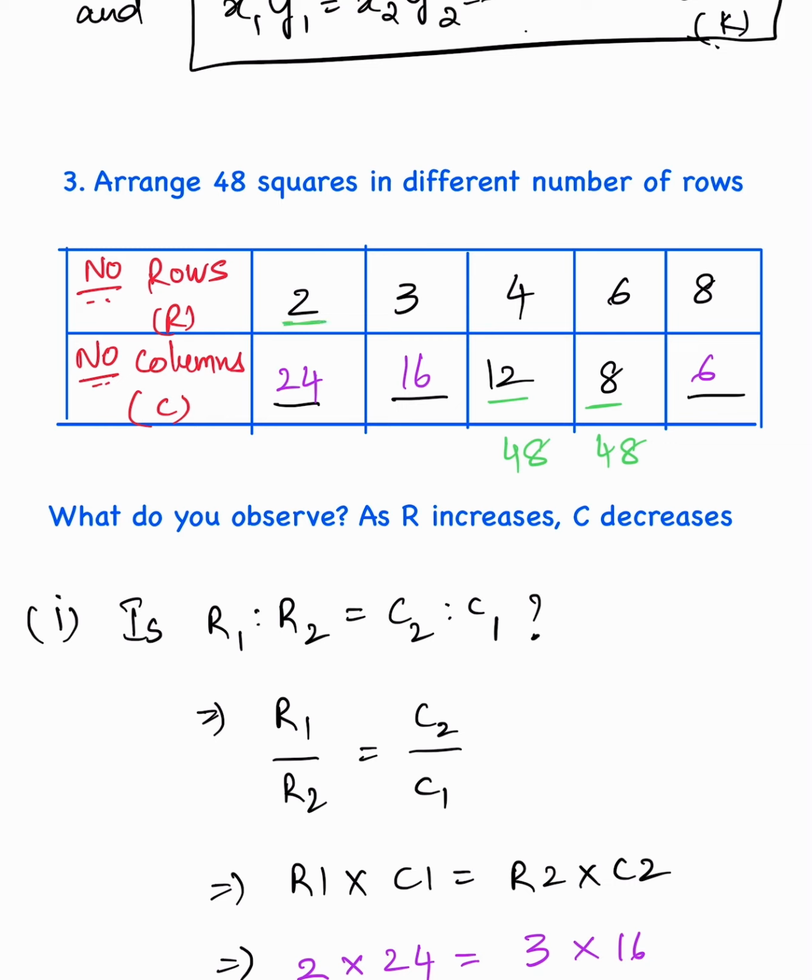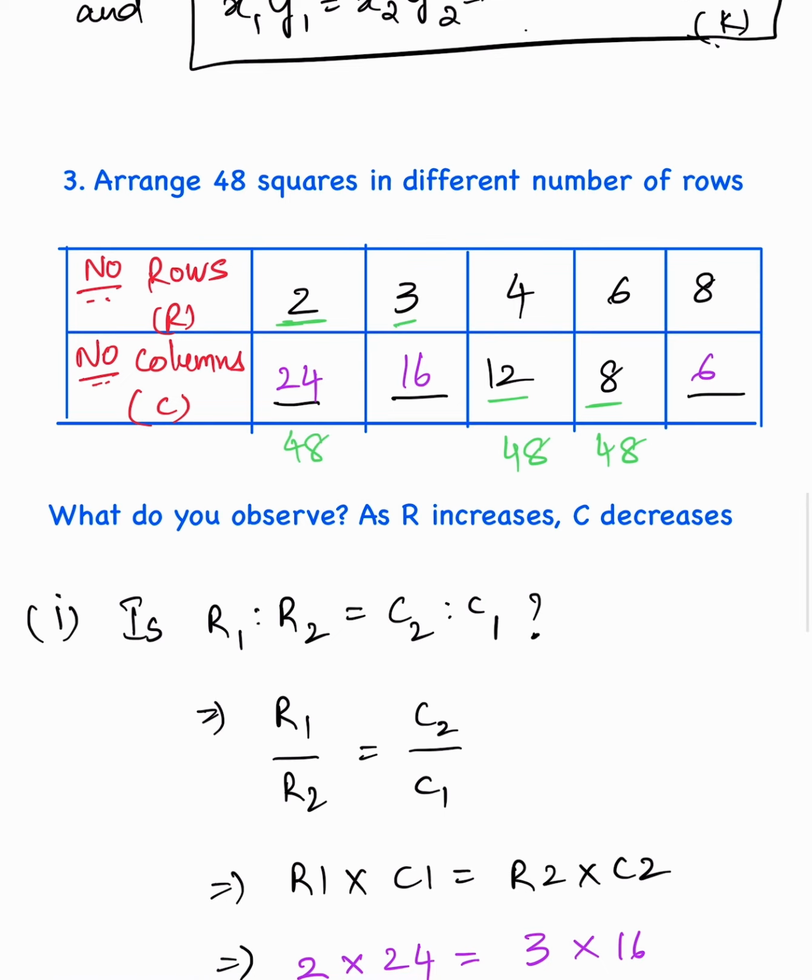First, here the number of rows is 2. That means columns will be 48 by 2, 24, so that the product will be 48. Similarly, if the number of rows is 3, number of columns will be 16, so that the product will be 48. Next, if the number of rows is 8, number of columns will be 6, so that the product is again 48.